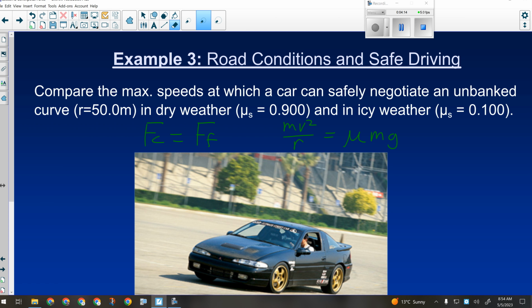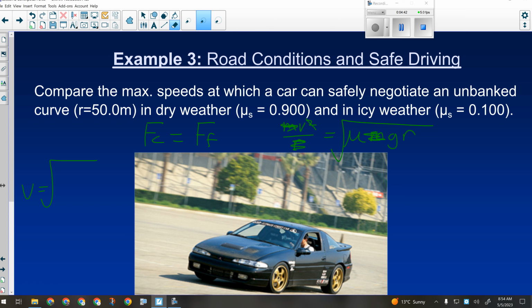Okay, so I want to solve for v. I'm going to multiply both sides by r. M is going to cancel because it's on both sides. And then I'm going to take the square root. So v equals the square root of mu r g. You'd be surprised how often that comes up.